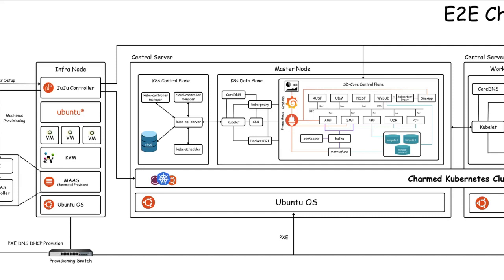JUJU is an application modeling tool that allows us to deploy, configure, scale, and operate cloud infrastructures quickly. We can use JUJU from the command line or through a GUI. JUJU is the best way to encapsulate all the ops knowledge required to automate the behavior of the application.